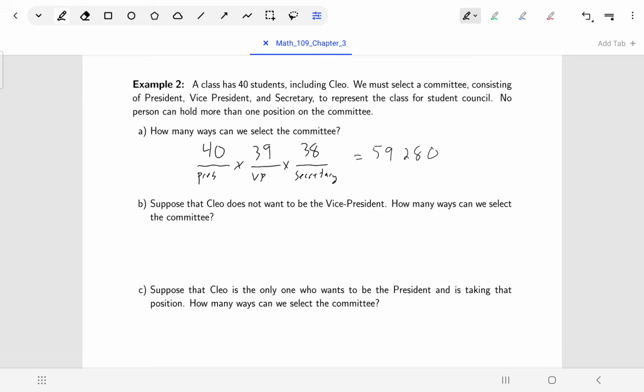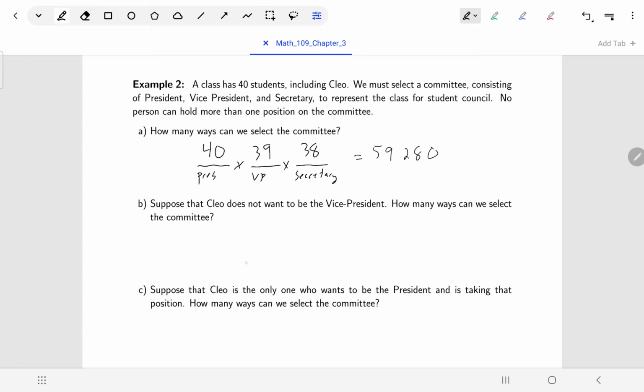One thing I just want to point out before we do part B and part C, this part that we did in part A, you might have heard me say that we're doing this with no restrictions. This is all the possible ways that we could select our committee. So for parts B and C, where we're putting some restrictions on, Cleo doesn't want to be the vice president in part B. Cleo will be the president in part C.